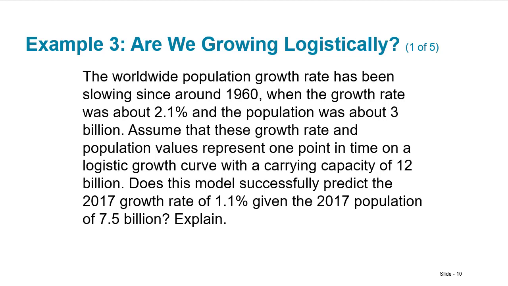Obviously, there are things that we could do that could make that bigger, and there are things that we could do that could make that smaller. So does this model successfully predict the 2017 growth rate of 1.1% given the 2017 population of 7.5 billion?